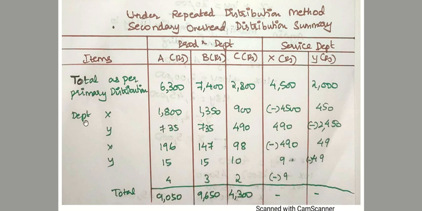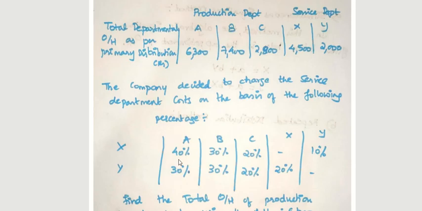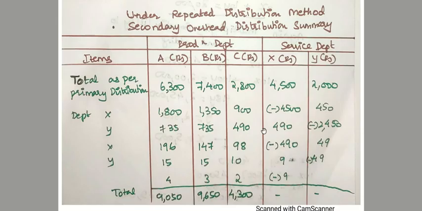Now what you will do is start distributing the service department cost. So this is a completely different method. We will not concentrate on all that amount. We'll start with department X, that is your service department X. What is the amount that we have? 4,500. This will be apportioned to all other departments in the percentage of 40, 30, 20 and 10. If you apportion that, you will get 1,800, 1,350, 900 and 450.